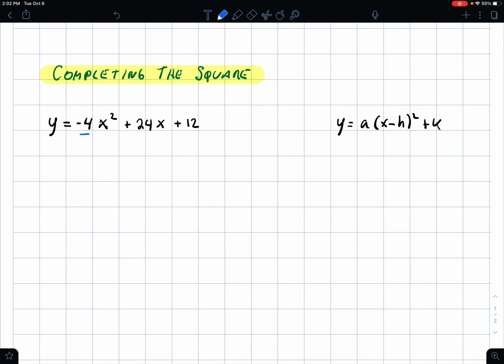Why do we ask them to get the minus 4 out? Because I want x squared to be alone. When I complete the square, I just need x minus h, not 2x minus h or anything else. It's got to be just x squared, and therefore I need to take anything that's beside it. So I need to take the minus 4 out, and I can take it from 24.